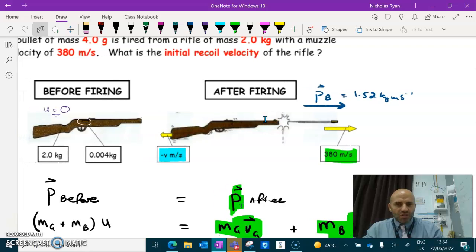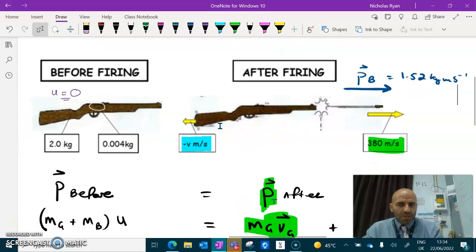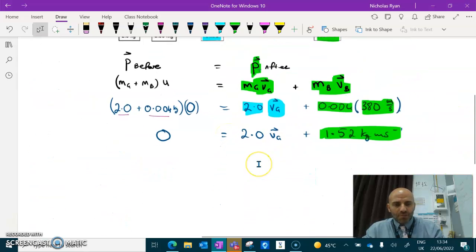Now, if we know that conservation of momentum still has to apply, that means that the total momentum afterwards must also be the same as it was before. And initially, the momentum before was 0. So that means that the momentum of the gun must point in the opposite direction to the momentum of the bullet. And it must also have a magnitude of 1.52 kilogram meters per second. But of course, it's going to be in the negative direction. Now that will come out through the calculation, okay?